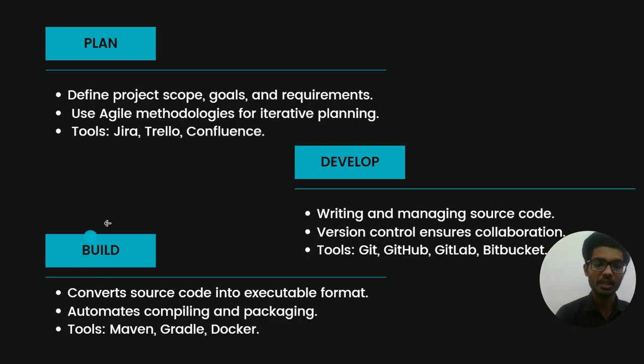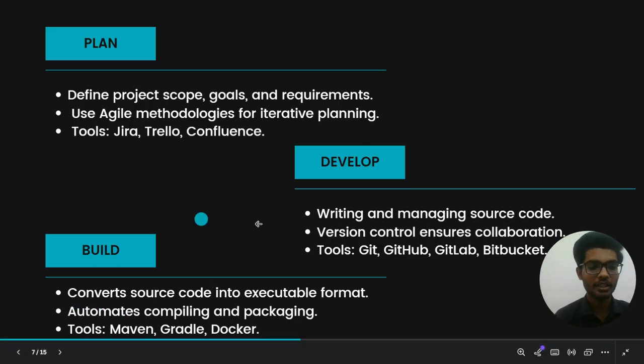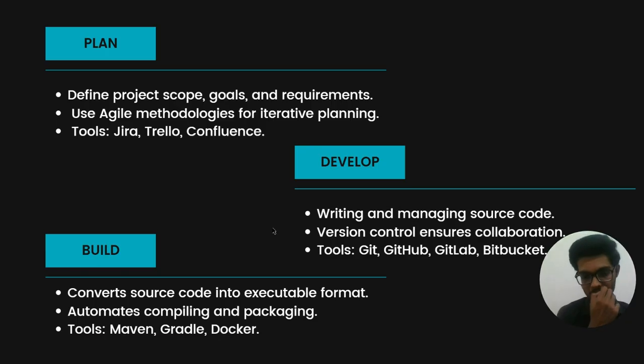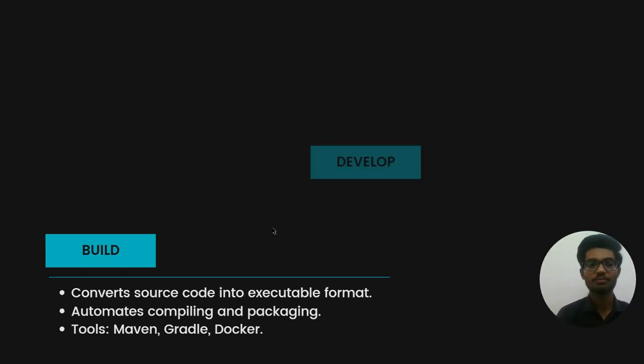Then we have the build phase. In this phase, we convert our source code into an executable format so that it will be easy for us to get it deployed or released. This completely automates compiling and packaging, and for this we use Docker, Maven or Gradle tools.